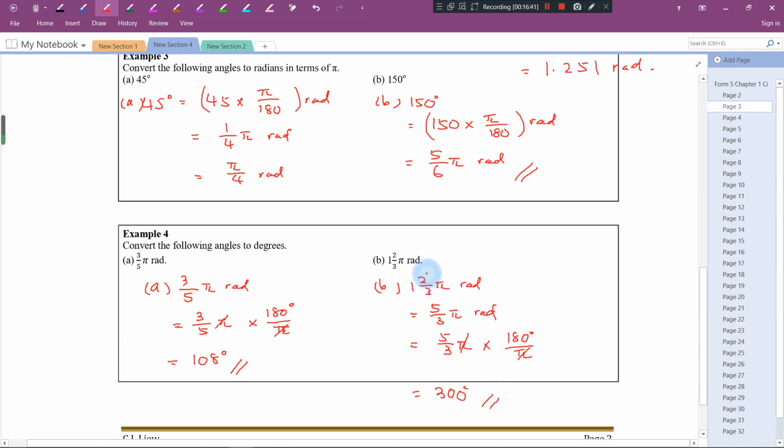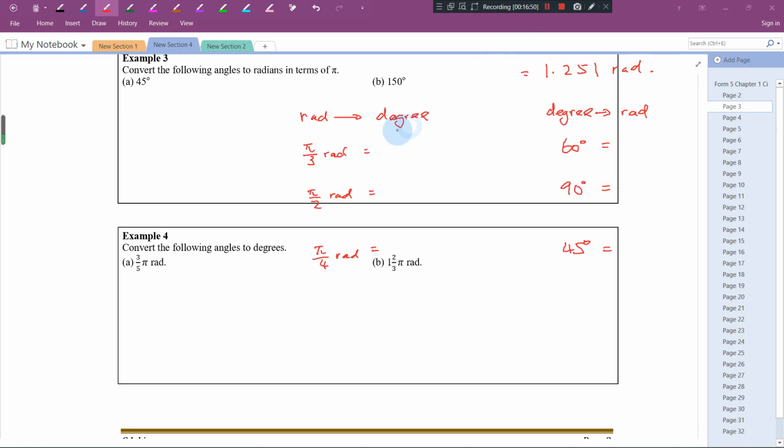Okay, actually we have a shortcut here. Now I'm going to show you this shortcut, maybe easier for you. Now let's see these few examples here. Radian to degree, number become bigger. So this is the method I showed you just now. I times 180 over pi, right? You notice that the pi will just cancel out. So what we left is 180 divided by pi.